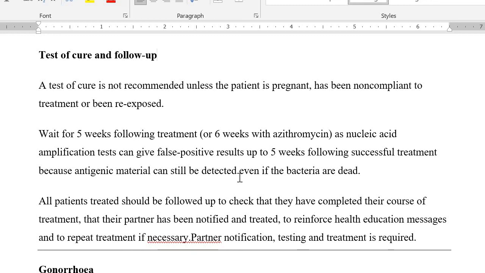Test of cure is not recommended unless the patient is pregnant and has been non-compliant with the treatment or has been re-exposed. In case of HIV, if the patient declines to tell her partner, we will encourage her to tell. But if she is hesitant and doesn't want to share, we will assure her that she is fine, and her confidentiality will be maintained, so she can trust us.